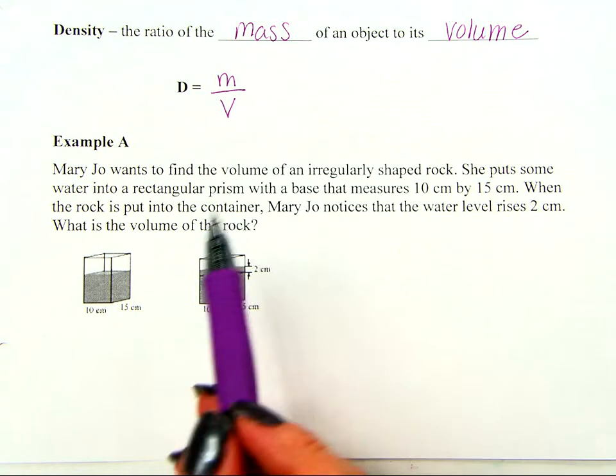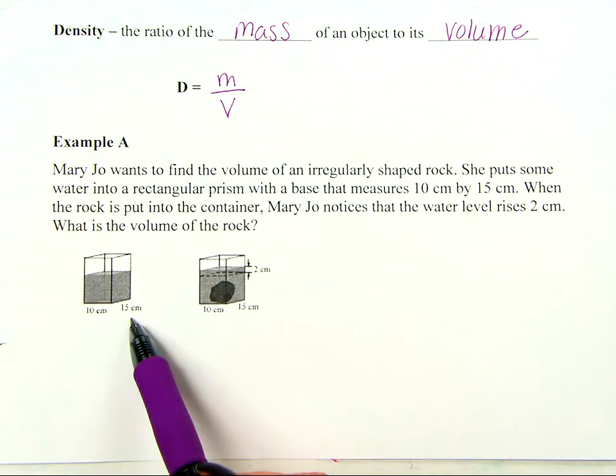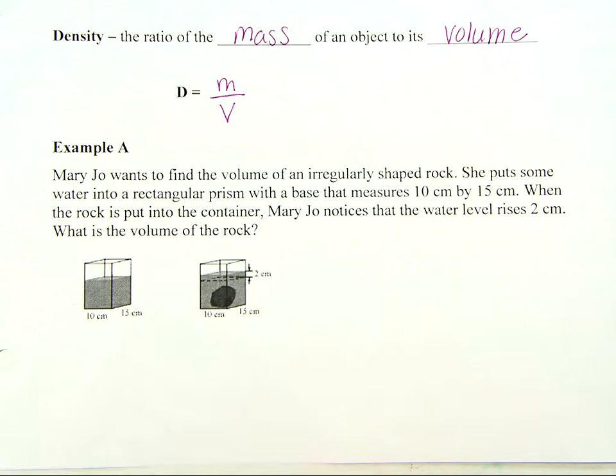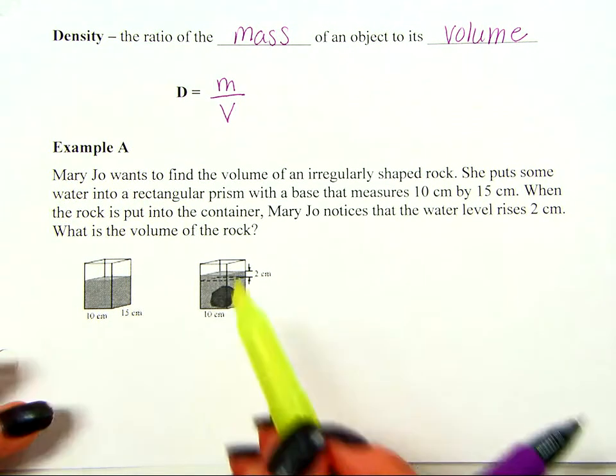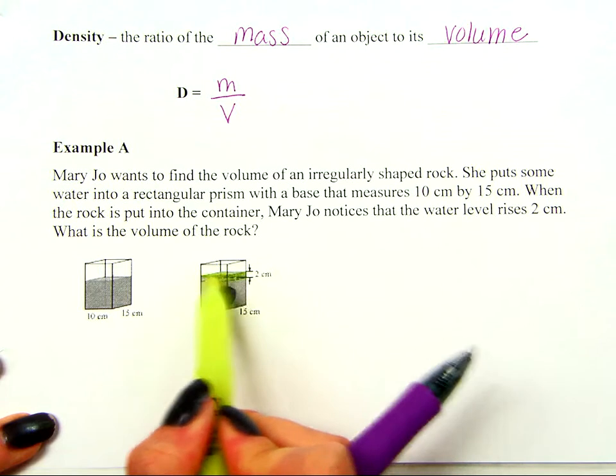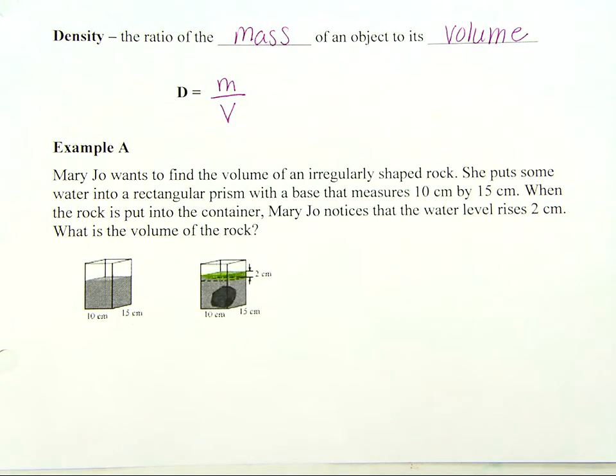So my container here is 10 by 15. Do we know how much water is filled? No, we don't know the height of the water. What we do know, though, is that once the rock is dropped in, the water level rises, and that rise in water is 2 centimeters. That's all we really need to know.